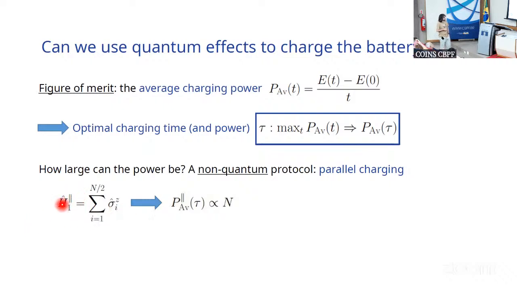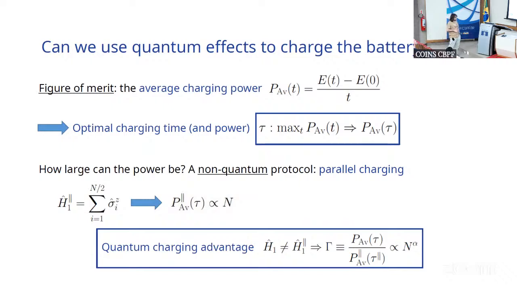So I turn on a Hamiltonian that doesn't produce entanglement, in which all the spins are, let's say, charged separately. And again, it's very easy to realize that in this case, the charging power is simply proportional to the number of qubits. And so they define the idea of quantum charging advantage.